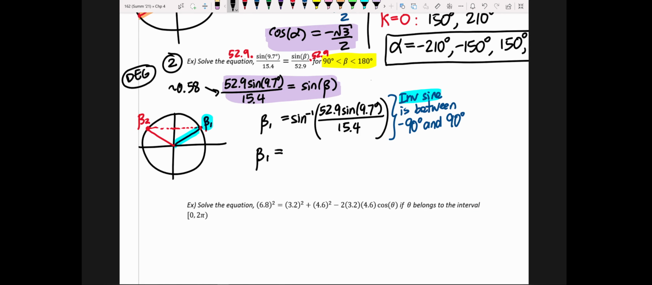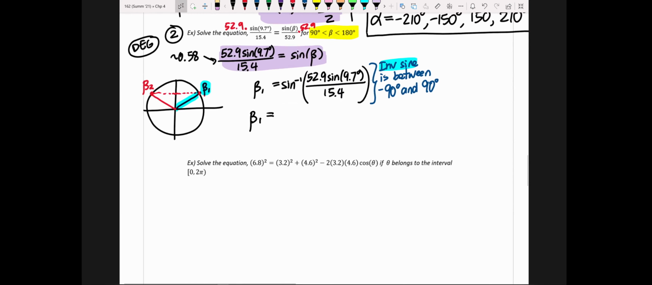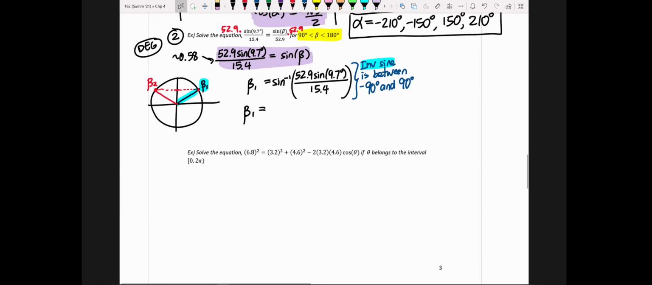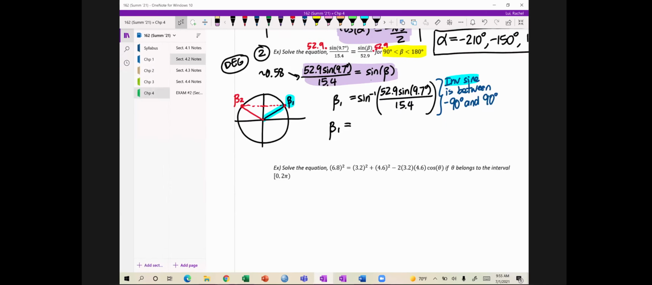Okay, so type in the public chat, what are you getting for beta 1? Inverse sine will give you the solution between negative 90 degrees and 90 degrees. So you put inverse sine of that expression. You want to make sure you're in degree mode. And let's share in the public chat what we're getting for beta 1. Beta 1 is going to be the answer in the restriction for inverse sine.